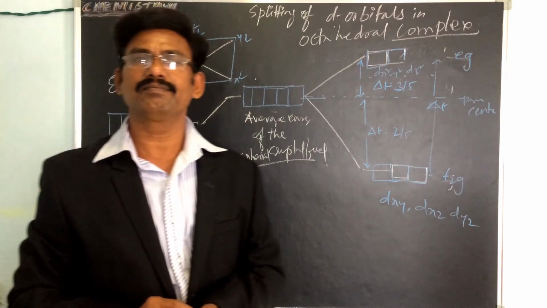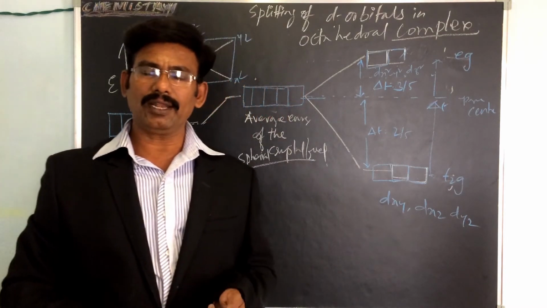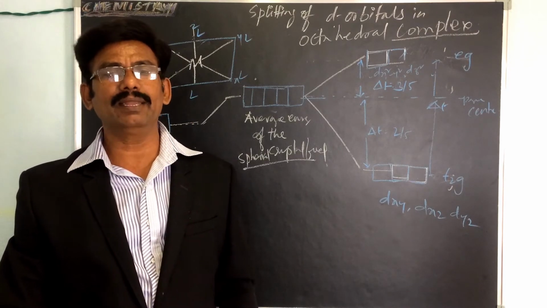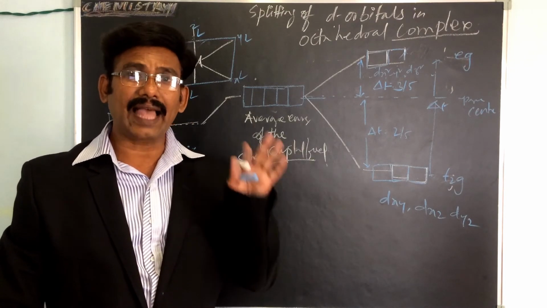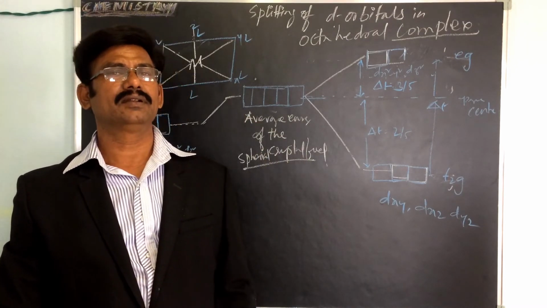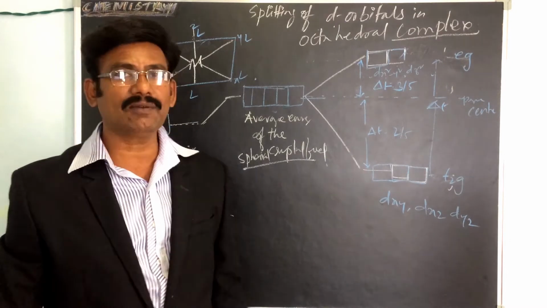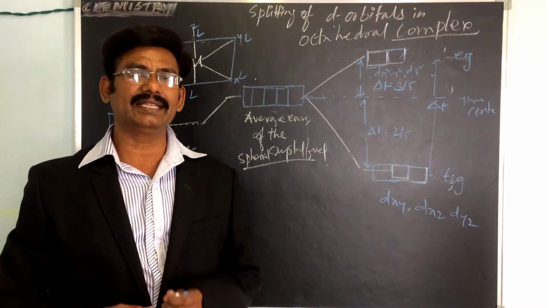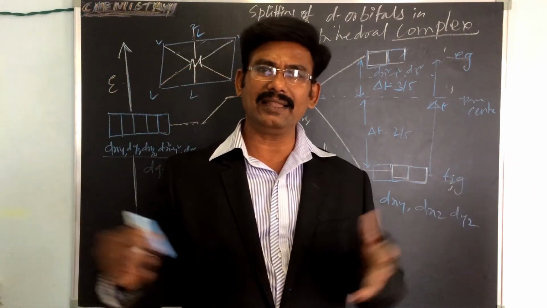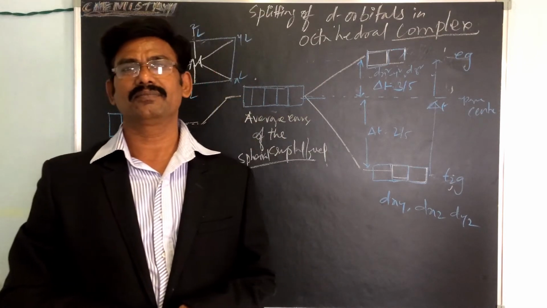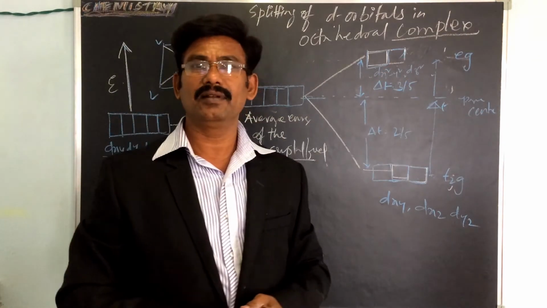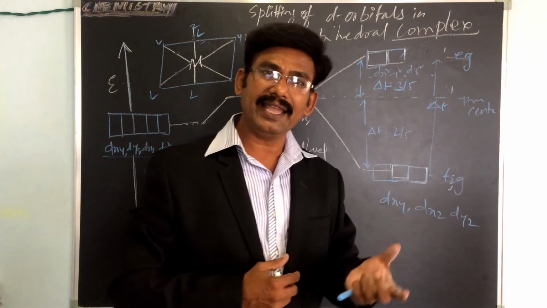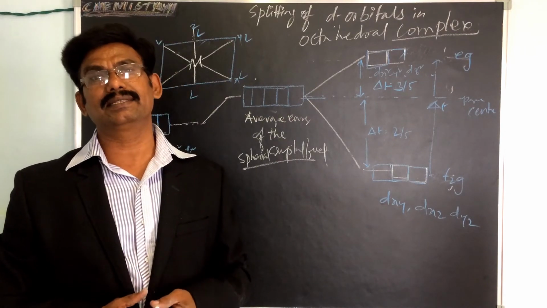In an octahedral complex with 6 ligands, the ligands approach the central metal atom along the axis. As a result, the axial orbitals, dz square and dx square minus y square, experience greater repulsion than the non-axial orbitals dxy, dyz and dxz.